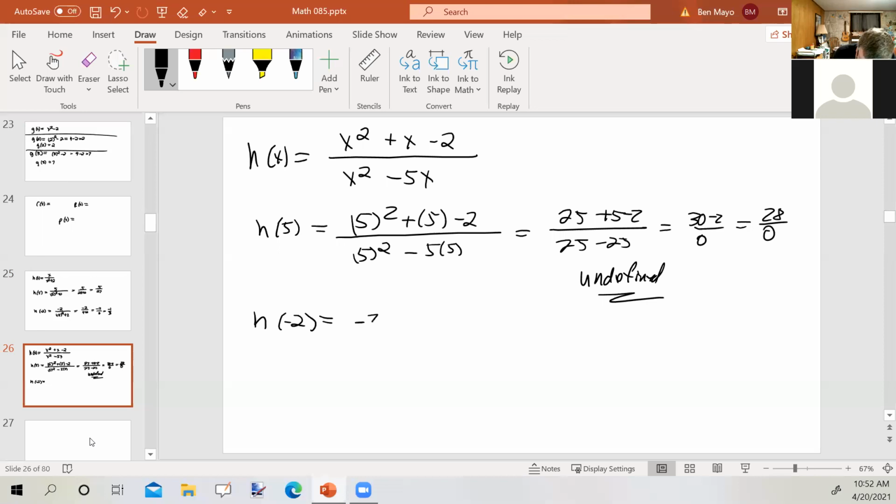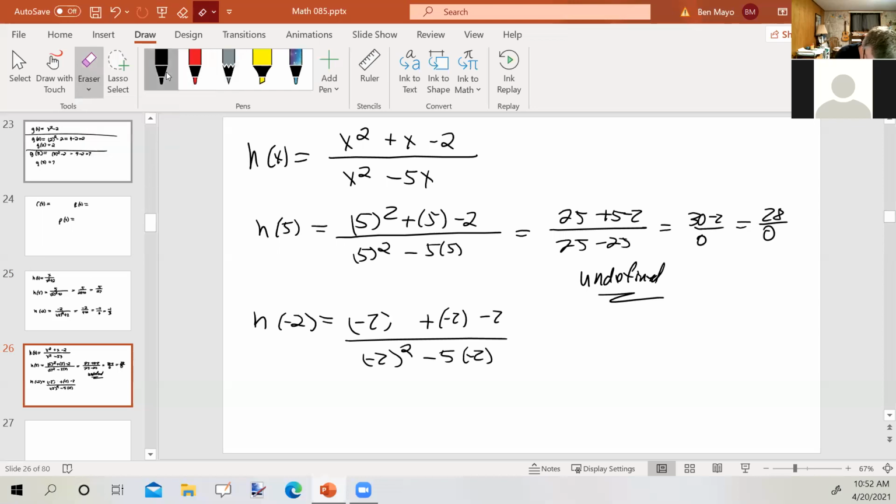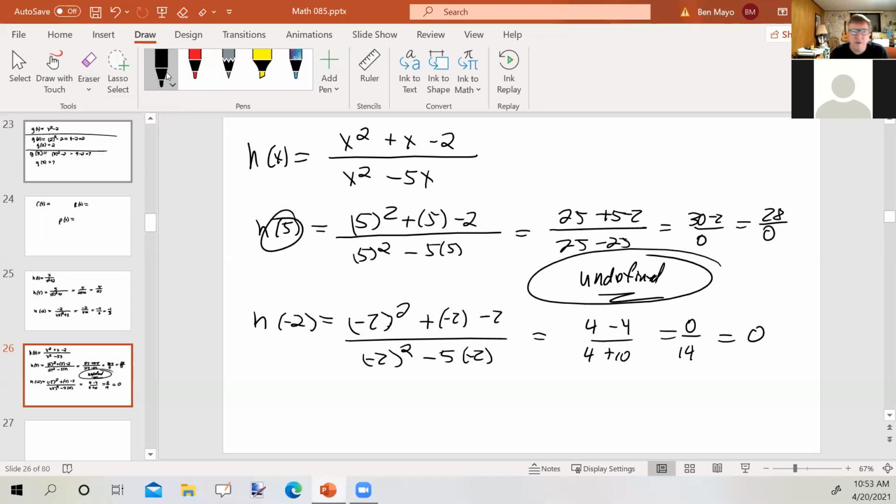H of negative 2 is negative 2 squared, plus negative 2 minus 2, all over negative 2 squared minus 5 times negative 2. Which is 4 minus 4, which is 0 over 4 plus 10, 14, and 0 divided by a non-zero number is 0.